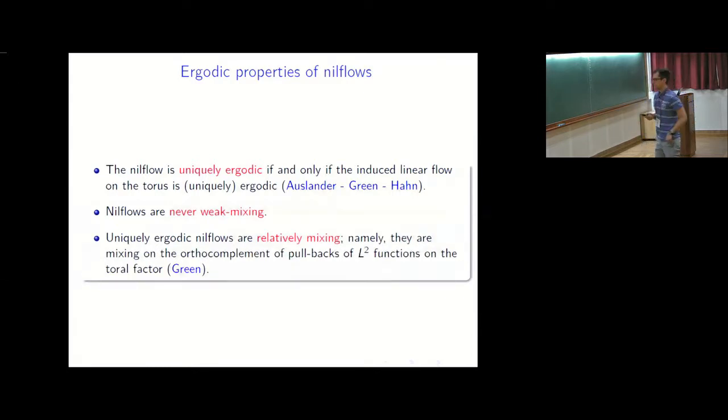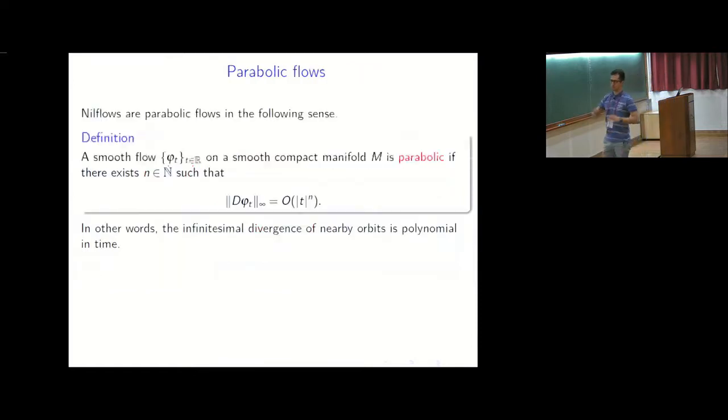Before going to the result, let me put this in context of smooth dynamics. These are examples of homogeneous flows, but if we forget about the homogeneous structure, I would just look at them as smooth flows. Nilflows are examples of what are called parabolic flows, so flows for which the divergence of nearby points is polynomial in time.